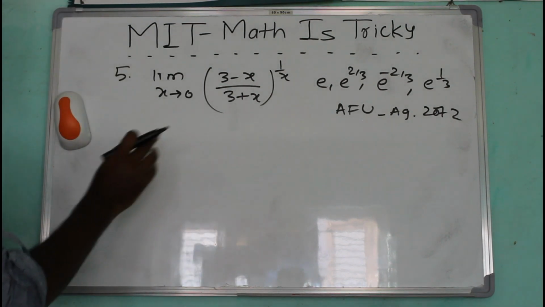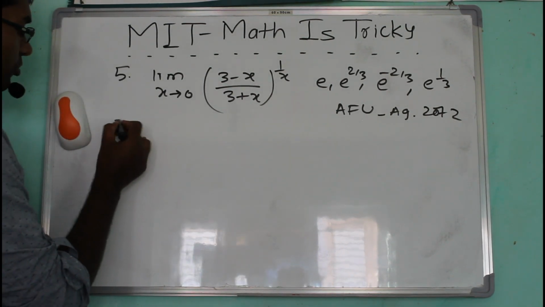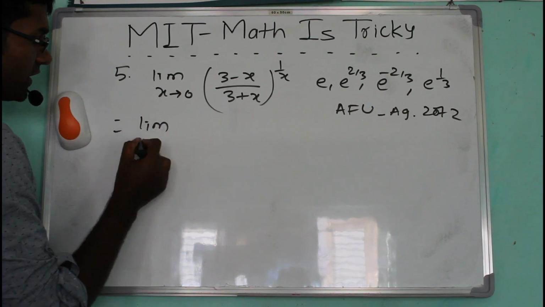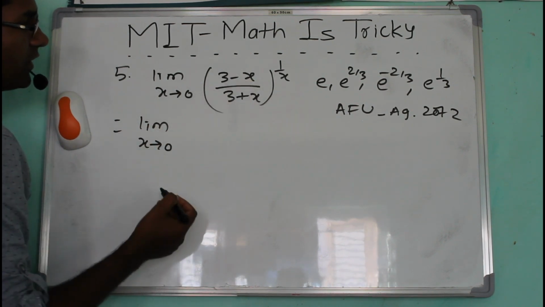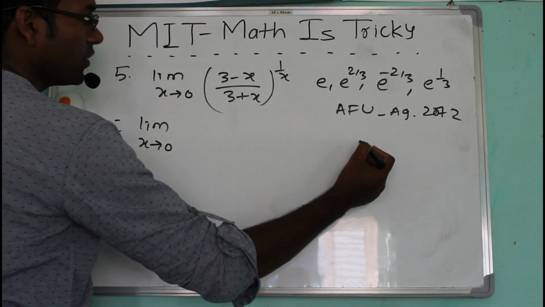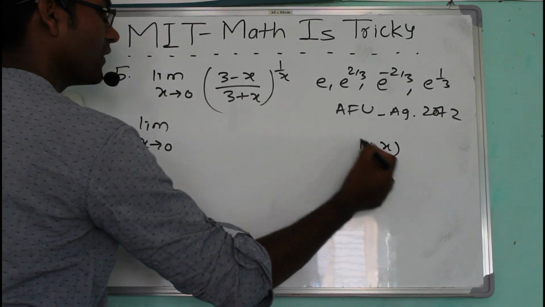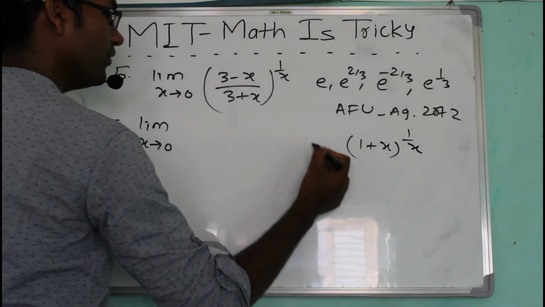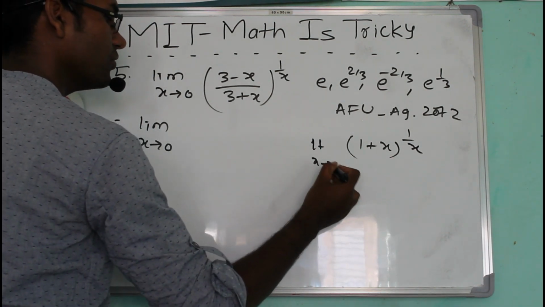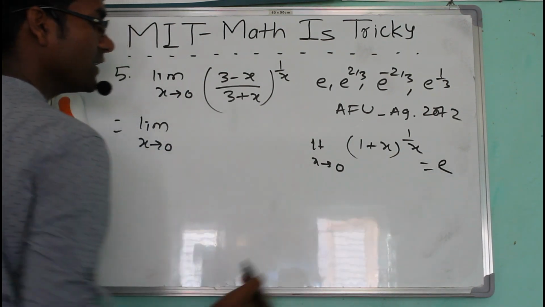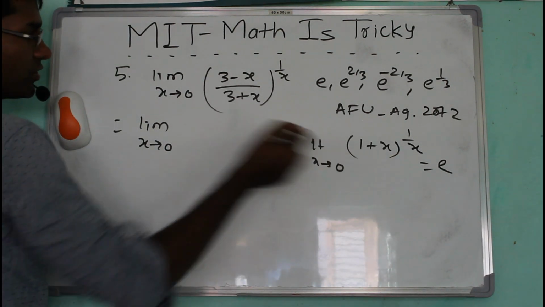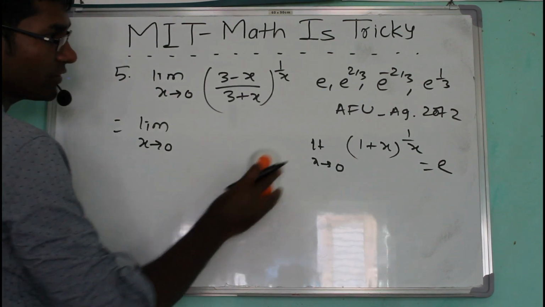For this type of question, let's see the solution. We can take 3 common, because we have a formula like this: 1 plus x power 1 by x, if limit x tends to 0, that means 1 power infinity, so it is simply e. This is the concept we are going to use, so in this form we are going to change this.